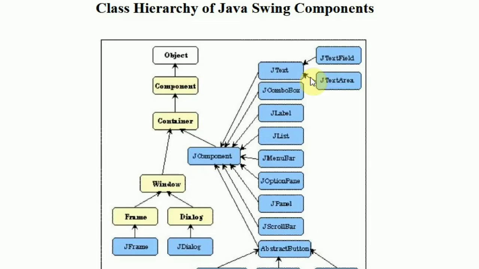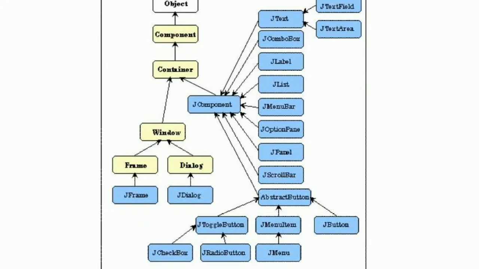Okay, so all this blue color over here are the Swing components, and the Component, Container, Window, Frame and Dialog over here are the AWT components. Inside the JComponent, you can see JText, JComboBox, JLabel, JList, JMenuBar, JOptionPane, etc. So I'll show you this in a much bigger image.